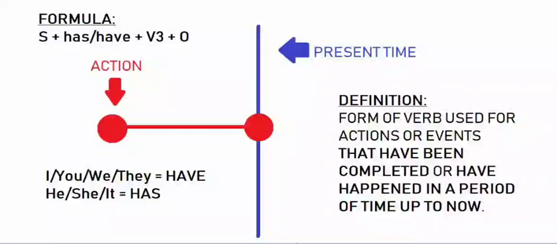The formula of present perfect tense is subject plus has or have plus past participle of the verb, that is V3, plus object. You should use have when the subject is I, you, we, they. I have, you have, we have, they have. You should use has when the subject is he, she, it. So he has, she has, it has.